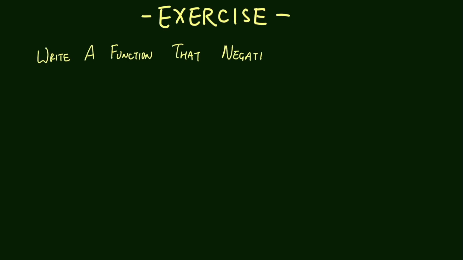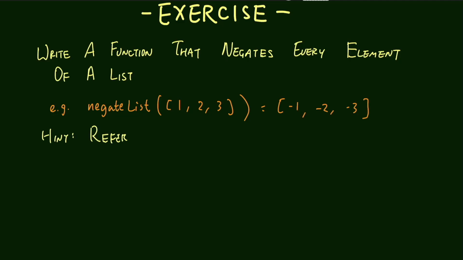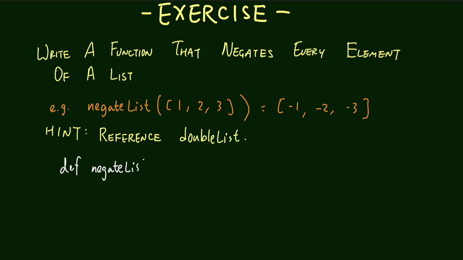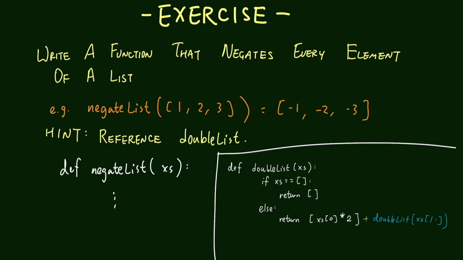I would like you to write a function that negates every element of the list, which I will call negateList. For example, negateList of 1, 2, 3 is -1, -2, and -3. Make sure to reference our previous example, doubleList, because it's reasonably similar. Now pause the video and try to work it out.